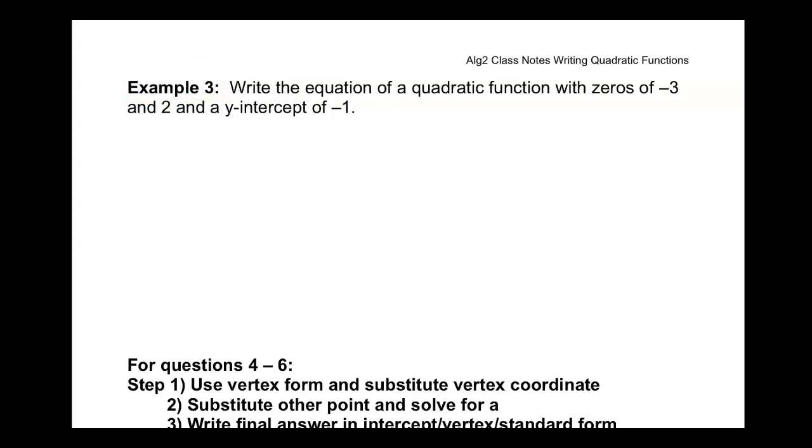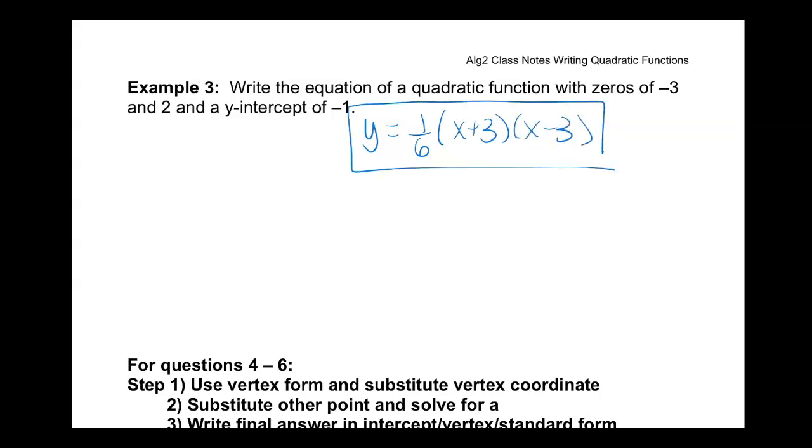Let's look at example 3. In example 3, I'm not going to go through all of the steps, but I will write out the answer for you. If you have a question, pause the video, send me a message. In this final answer, you should have y equals 1/6 parentheses, x plus 3, and x minus 3. This should be your answer. So on this page, we've talked a lot about intercept form.